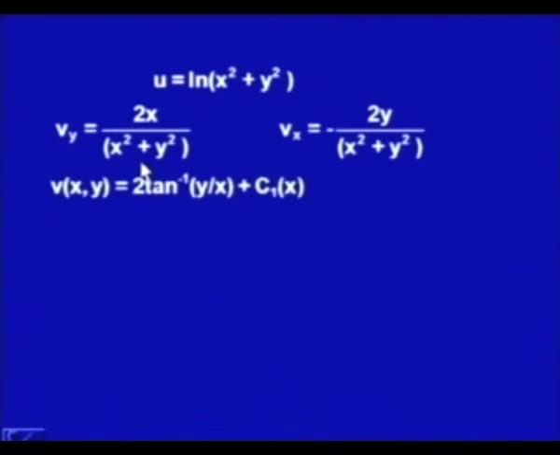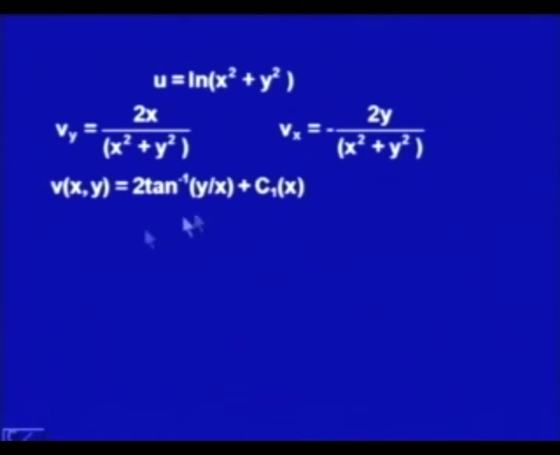Now, this can be integrated partially with respect to y. It is a partial derivative with respect to y, so I am treating x as constant while I am getting the derivative. To get v from this expression, I have to integrate this expression with respect to y, keeping x fixed. When I integrate this, I get V(x,y) equal to 2 times tan inverse (y by x) plus a constant of integration. Normally we have a constant of integration C1, but instead of a constant I am writing C1 as a function of x, because in this integration I am treating x as a constant.